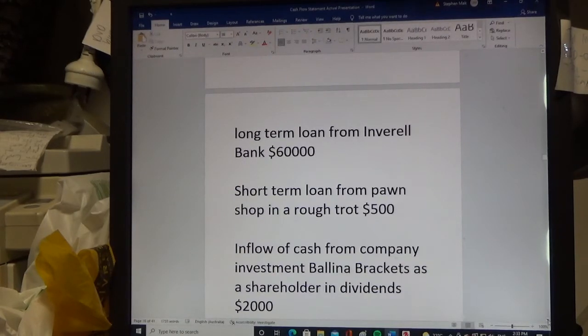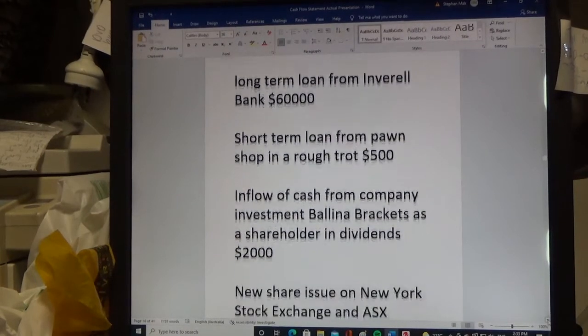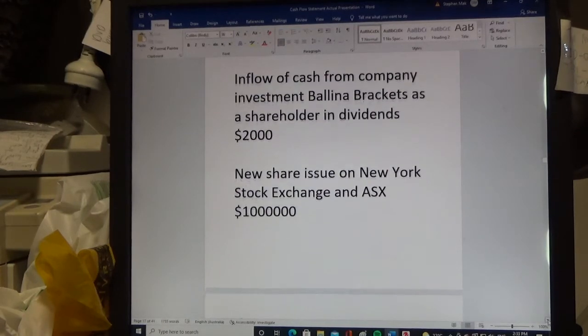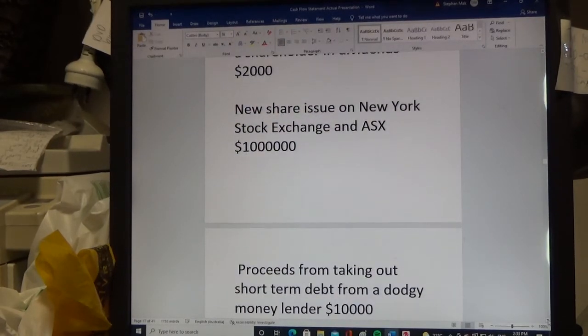Short-term loan from a pawn shop. The company's having a rough trot, $500. Inflow of cash from a company investment, Ballina, as a shareholder, and dividends. Positive cash flow movements is dividends. A share issue, new shares issued on the share market, the New York Stock Exchange and Australian Stock Exchange, ASX, quite substantial, $1 million.